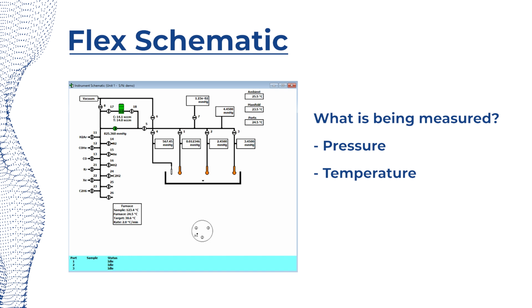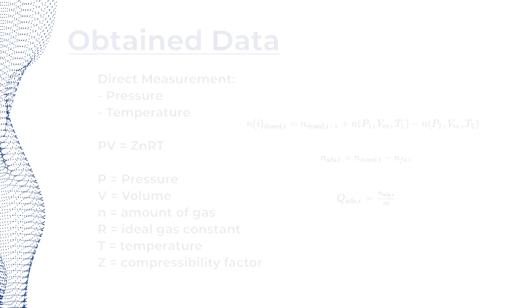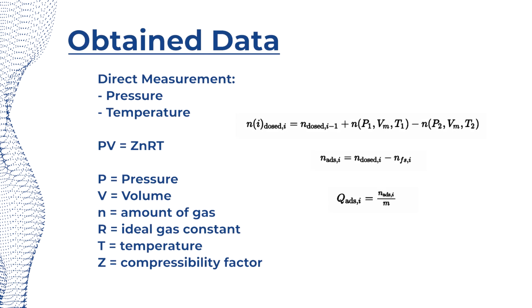So what is being directly measured? We're simply measuring the pressure and the temperature of the system. From the direct measurement of pressure and temperature, we calculate the quantity adsorbed using the ideal gas law. On top of PV equals nRT, we have the term Z, which is the compressibility factor, to account for the non-ideal gas behaviors at cryogenic temperatures.